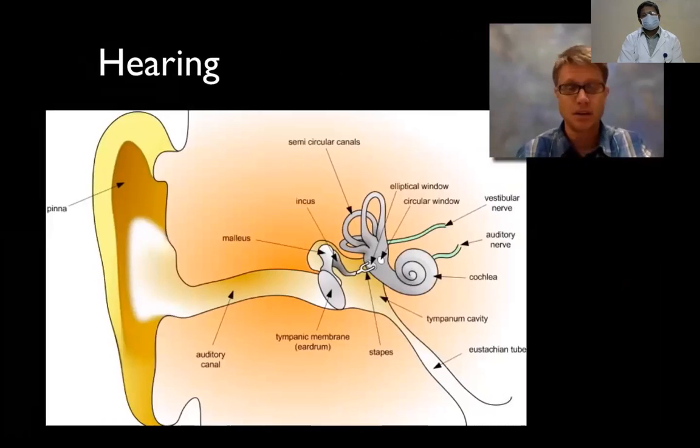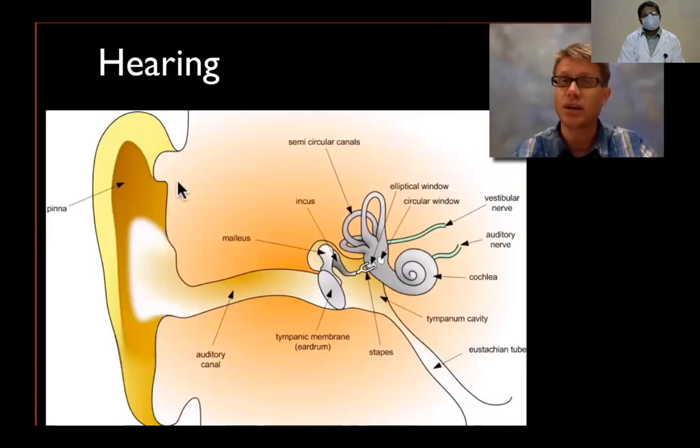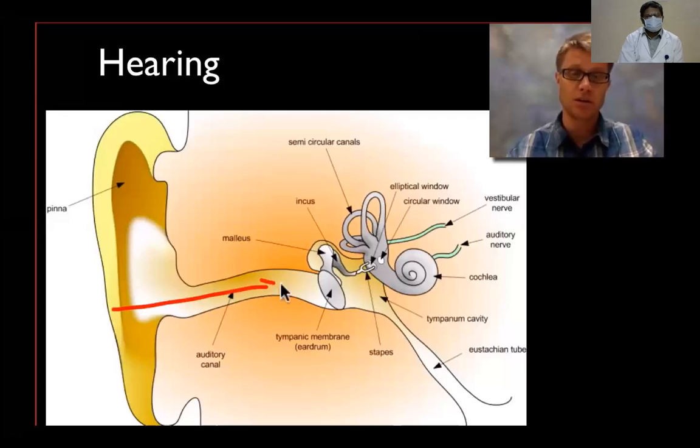Hearing is another one. Hearing is not using electromagnetic radiation. Hearing is actually using compressional sound waves that are passed in through the air. And so basically when I talk right now, I'm vibrating the air, and that vibrated air is moving into your ear. It's going to vibrate this. This is called your eardrum.